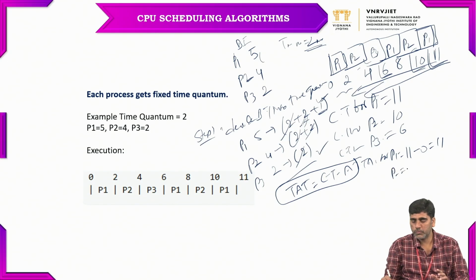And completion time for P2. Completion time for P2 is what? 10 milliseconds minus arrival time, which is 0. So 10 milliseconds.